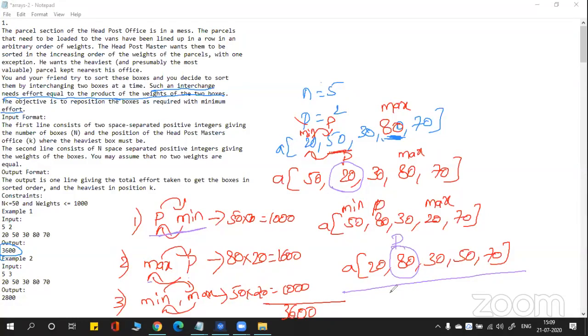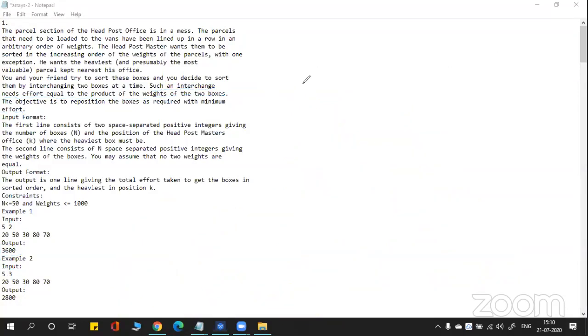So if you observe, now we'll see the second test case. What is the second test case? Our second test case was the same: 5 and then 3. This is the n value, this is the position value. And what are those elements? Elements are 20, 50, 30, 80, and 70.